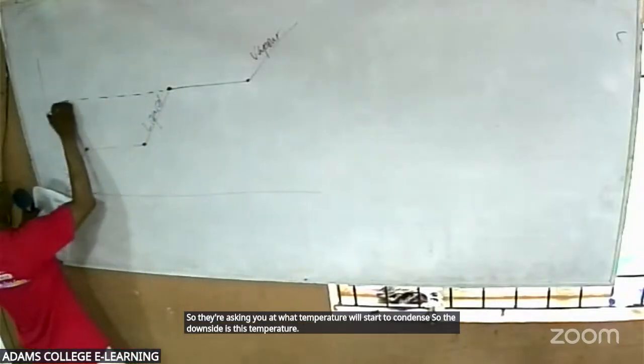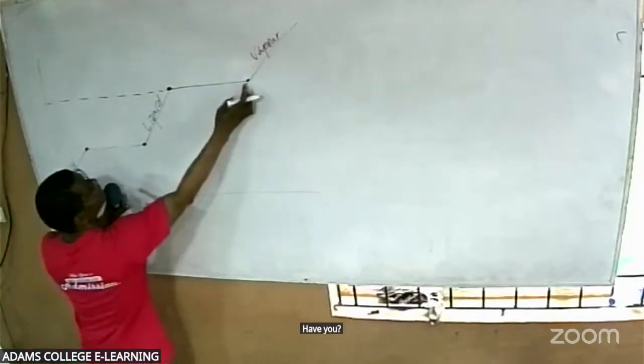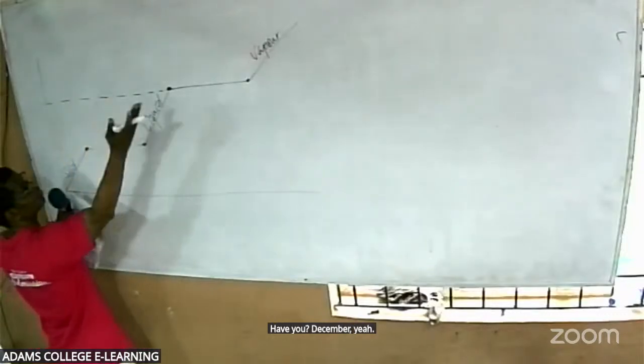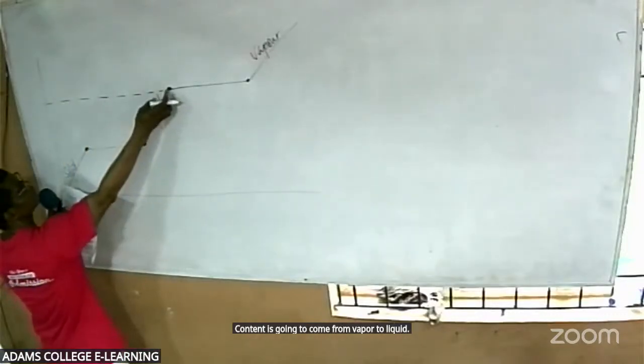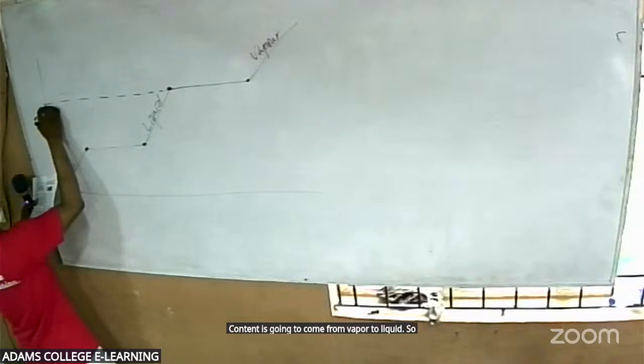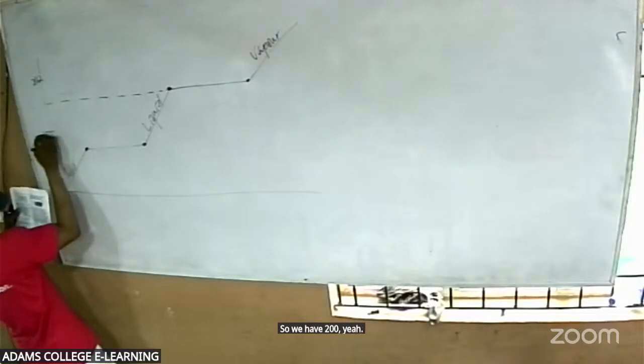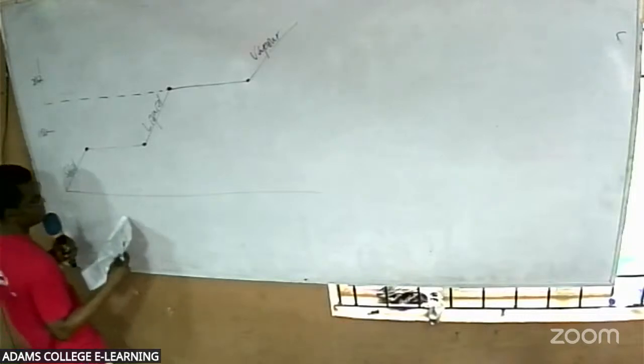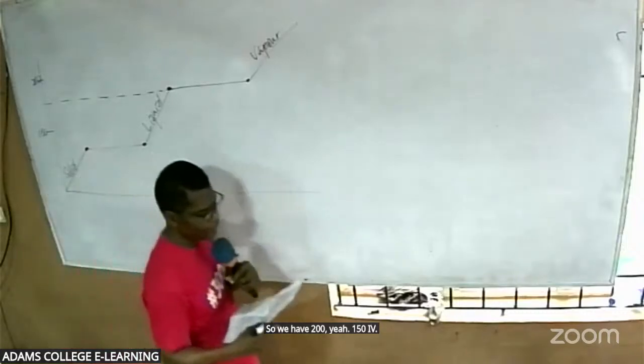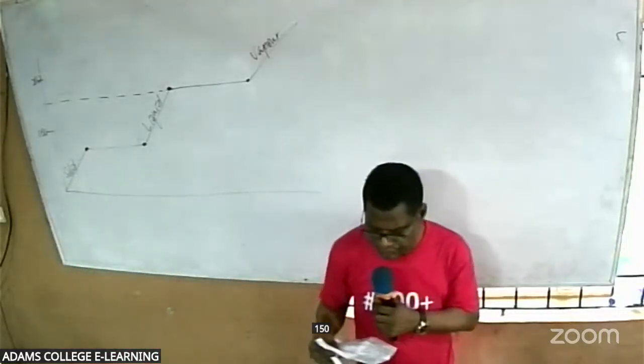Condense means to turn from vapor to liquid. So if you have 200 and 100, the middle is 150, the middle of the two.